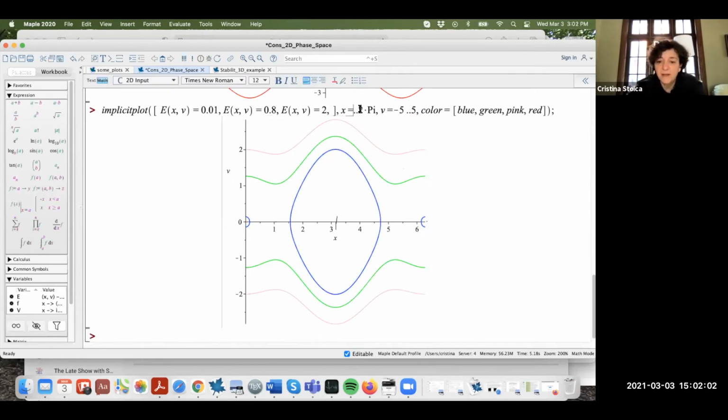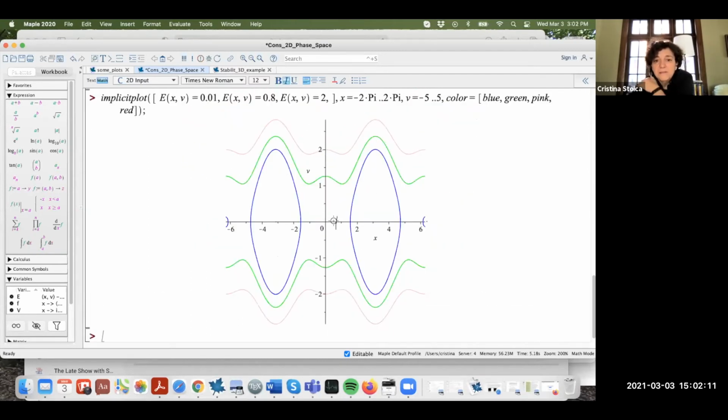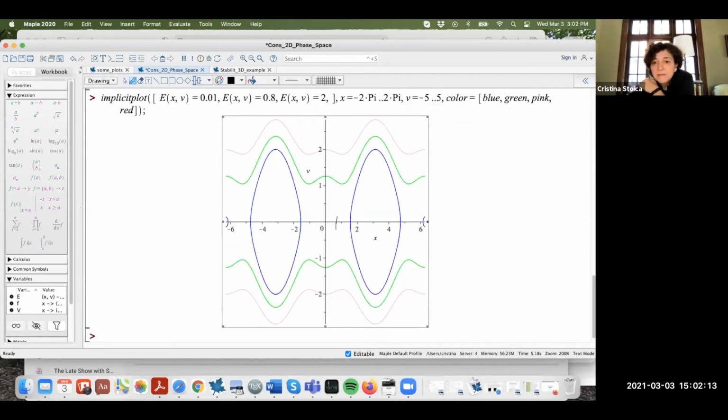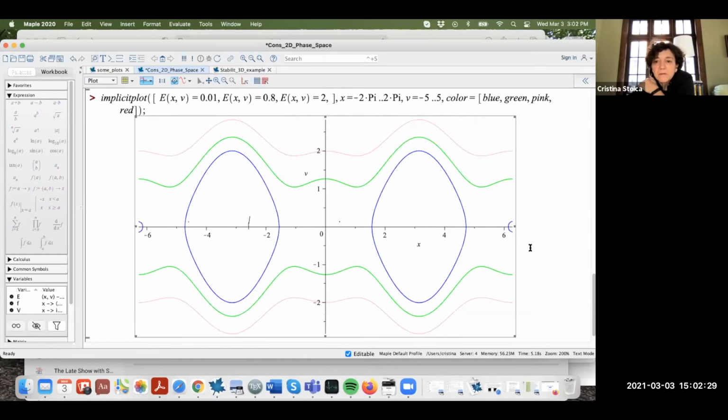So if I go back to the picture with minus 2 pi, it's better because we see it better. Let's see it bigger even. I'll try to make it bigger a bit if I can. Bigger, bigger, bigger. Okay, there's that.